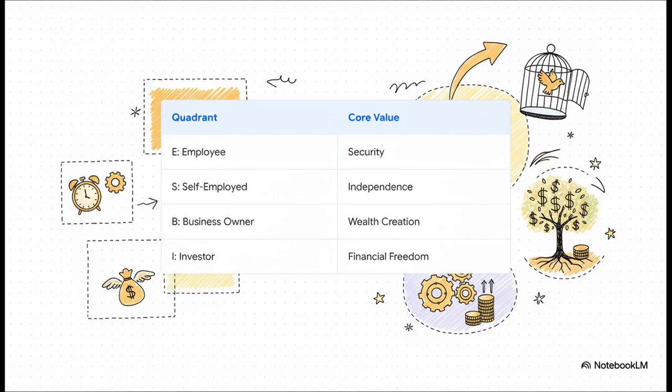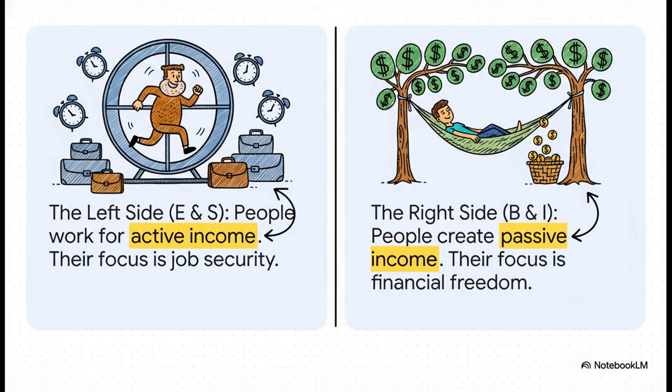But then you look over at the right side, and it's a totally different game. The business owner is focused on wealth creation by building systems. And the investor, they're laser-focused on financial freedom. Their main question is always, what's my return on investment? That difference in mindset is everything. So the big divide here is between the left side and the right side. People on the left, the E's and the S's, they're earning active income. Plain and simple, they work for money.